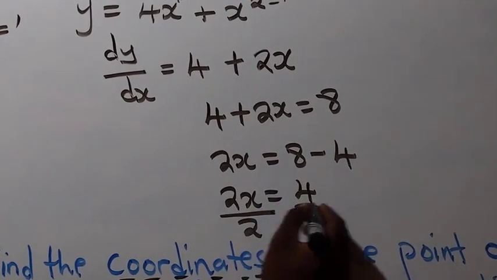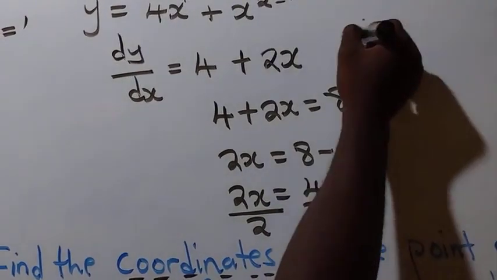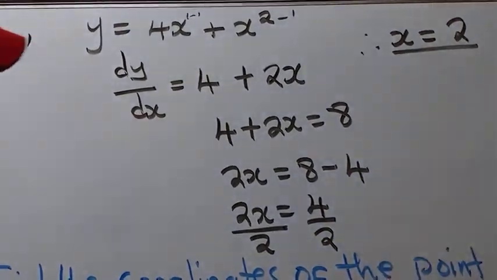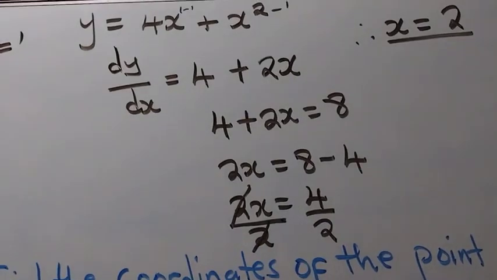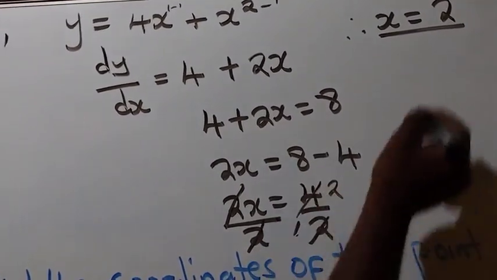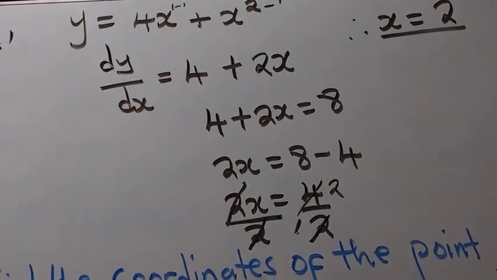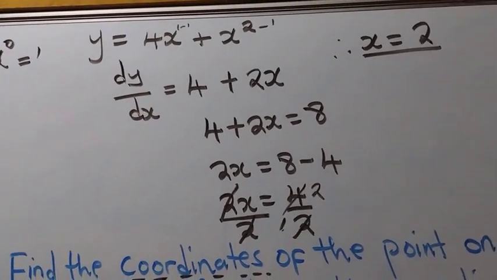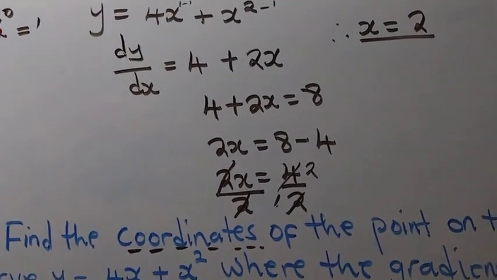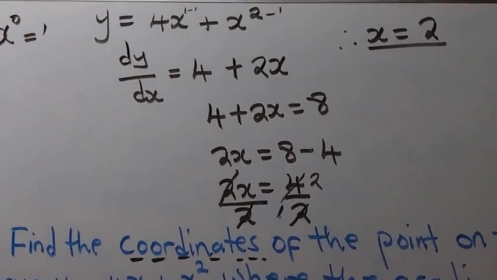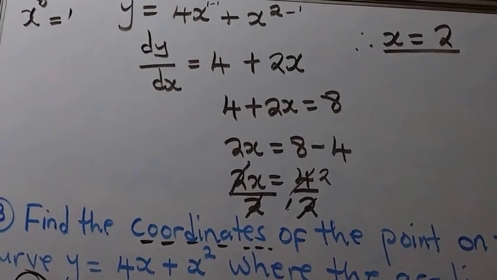We want to find the value of x, so divide by 2 on both sides. Therefore, x is equal to 2, because the 2 here will cancel, and 4 divided by 2 is 2. So the value of x is equal to 2. Remember, they want you to find the coordinates, and the coordinates are in the form x, y. So we have found the x coordinate. Now we are remaining with the y coordinate.